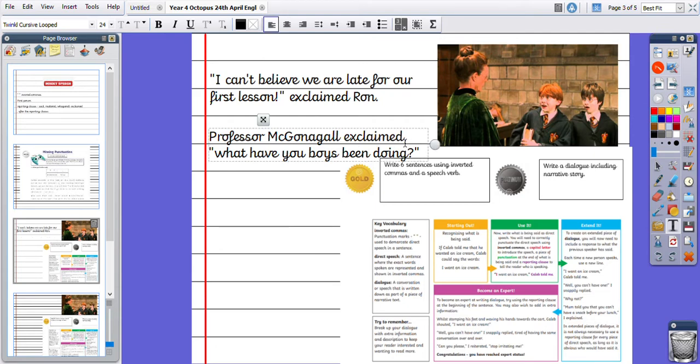So let's see if I could up-level this. I'm going to use questions instead. Okay, I've used speech verbs and I've used a comma where I've used a reporting clause. So you will be writing 6 sentences about this scene here.